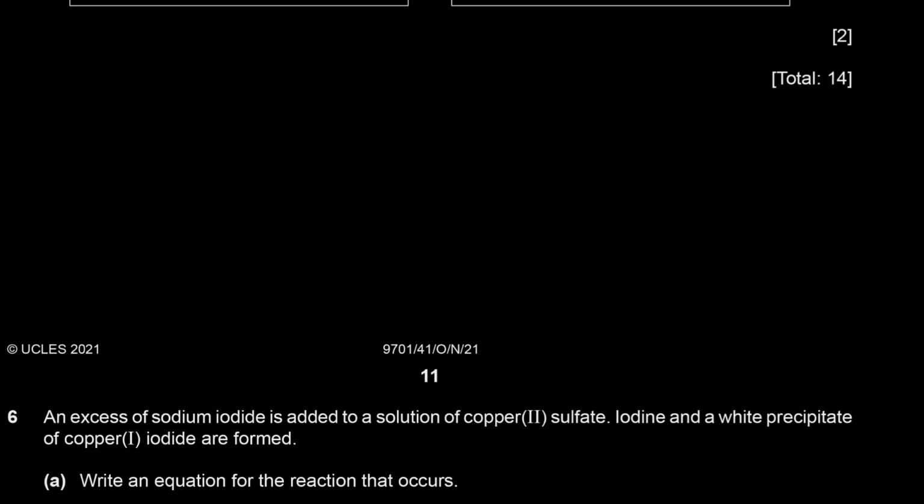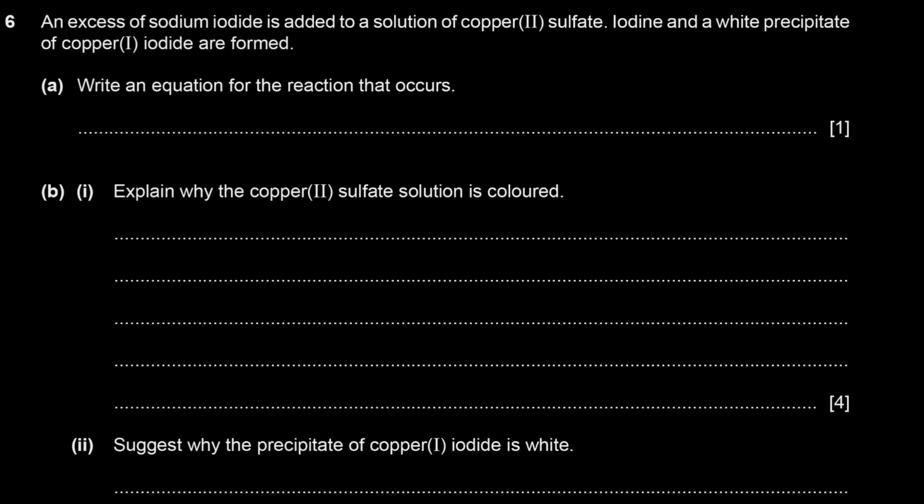The next question that we have here is question number 6. An excess of sodium iodide is added to a solution of copper(II) sulfate. Iodine and a white precipitate of copper(I) iodide are formed. Write an equation for this reaction. So we're starting with copper(II) sulfate, CuSO4, and this reacts with sodium iodide to form copper(I) iodide, so that will be CuI plus iodine. And obviously, we also have sodium and sulfate left over, so that will be sodium sulfate.